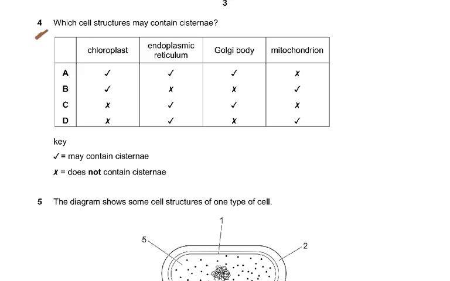Question number 4. Which cell structures contain cisternae? Chloroplast, no. Thylakoids, no. Mitochondria has cristae, not cisternae. So the answer is C. Endoplasmic reticulum and Golgi body have cisternae in them.